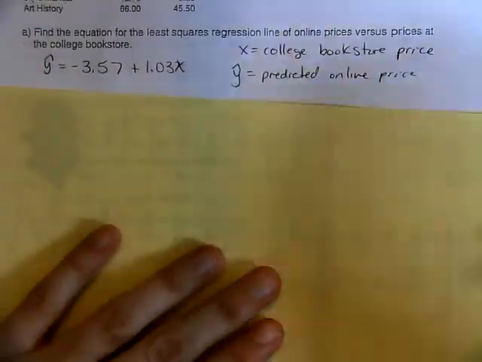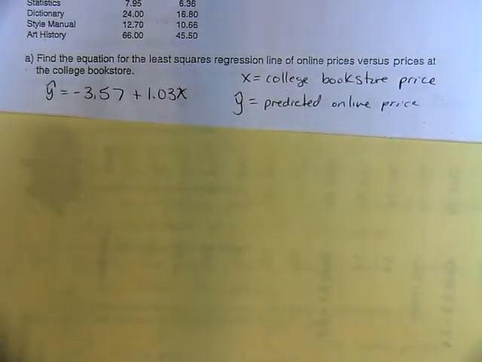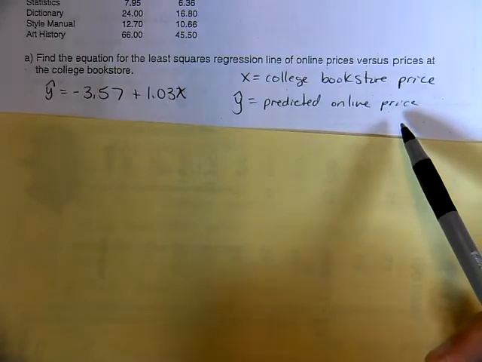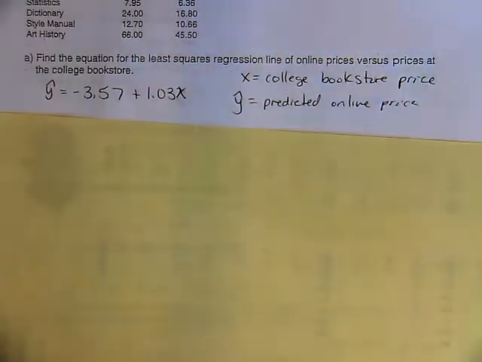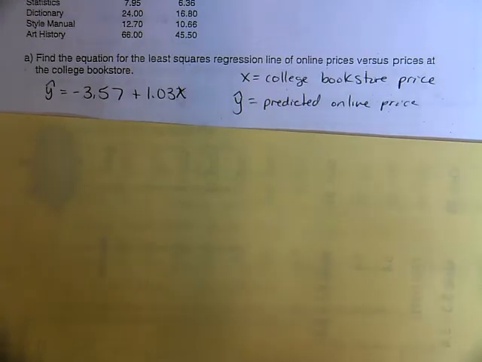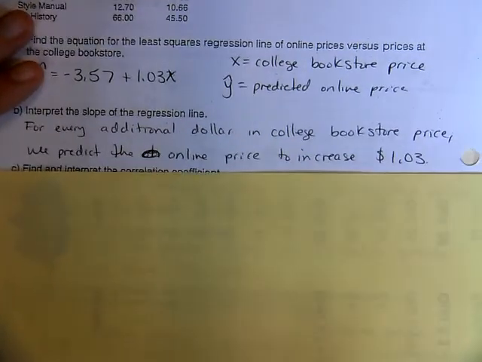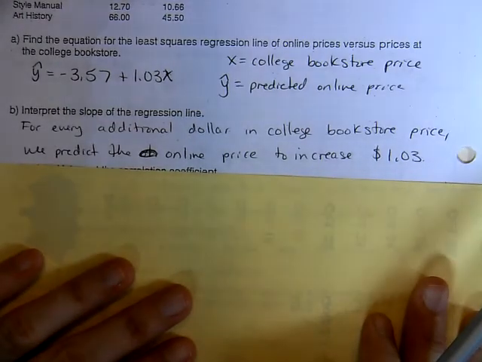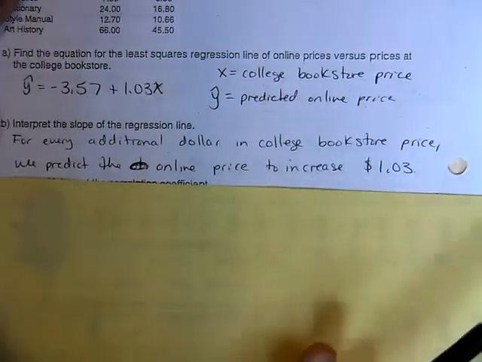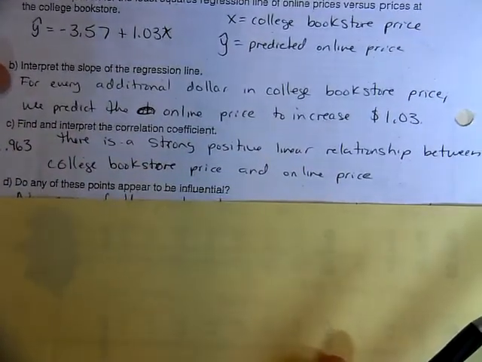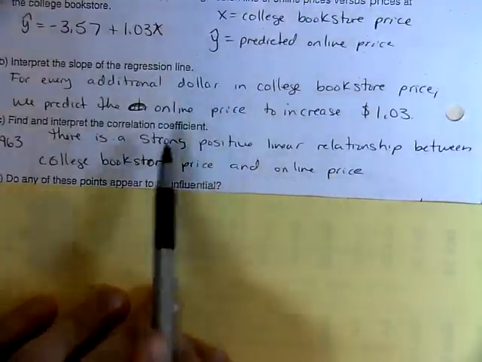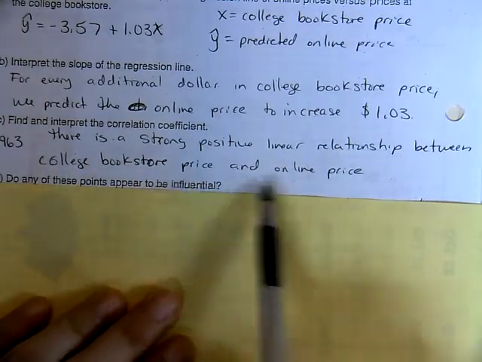So for the first answer, you should get y hat equals negative 3.757 plus 1.03x. x being the college bookstore price, y being your predicted online price. Again, do not forget if you're going to write it like this, you need to define your variables. B, for every additional dollar in college bookstore price, we predict the online price to increase $1.03. C, r is 0.963. There's a strong positive linear relationship between college bookstore price and online price.